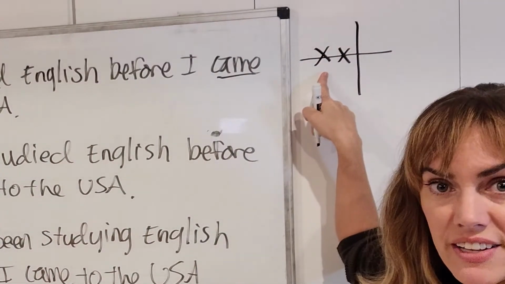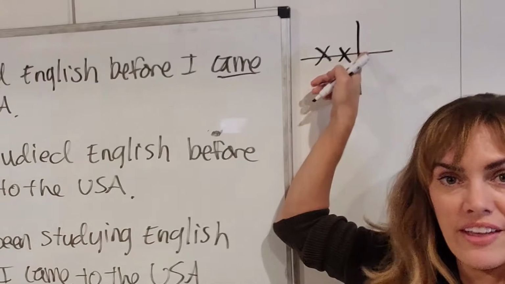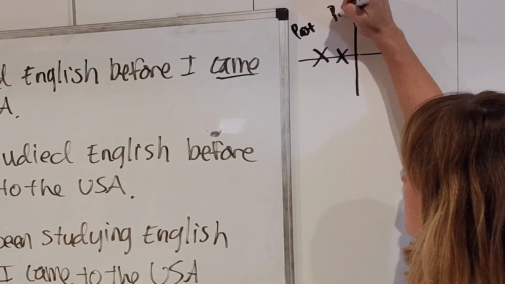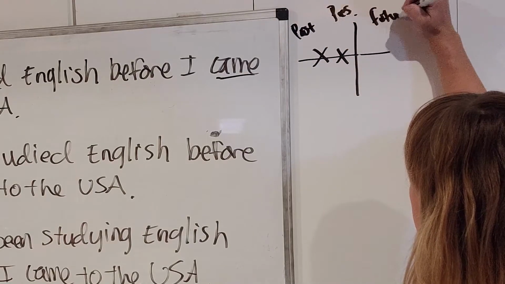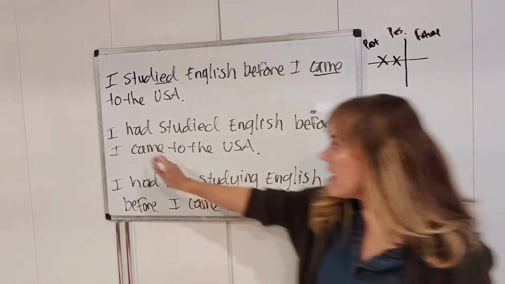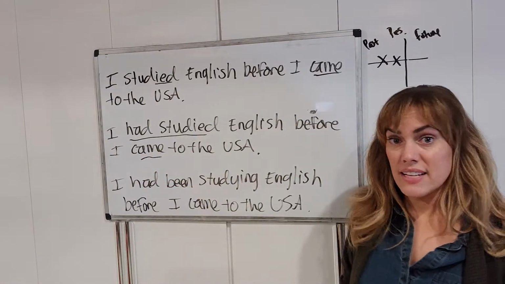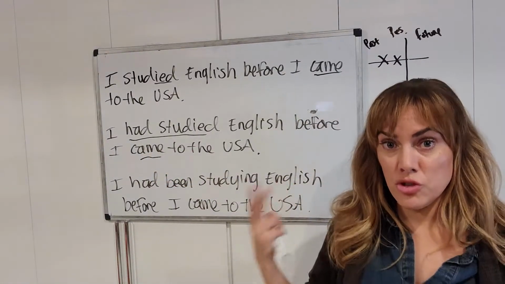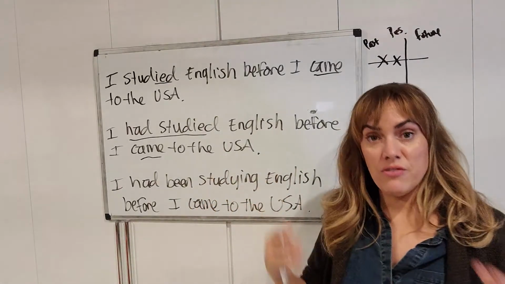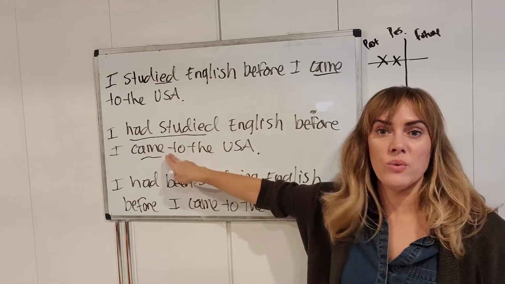First, I studied English. Then I came to the United States. And now I'm here in the present. This is the past. This is the present. This is the future. Now, over here, I had studied English before I came to the United States. Again, I have two verbs, two actions. Both are in the past. One happened before the other one.